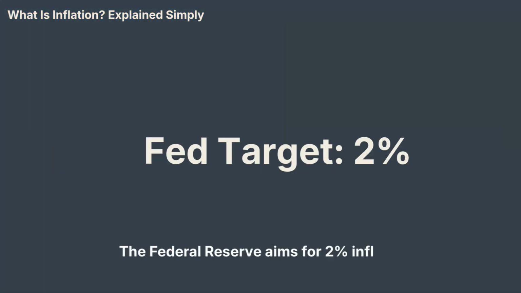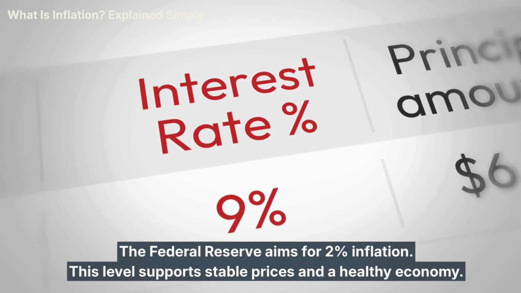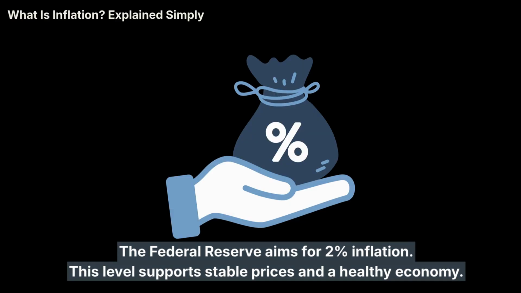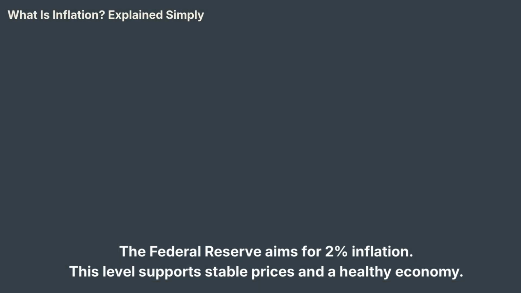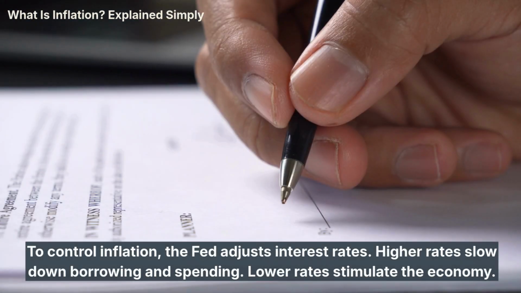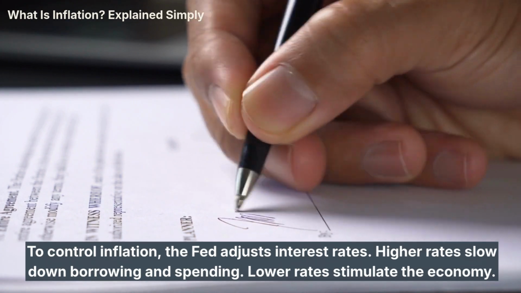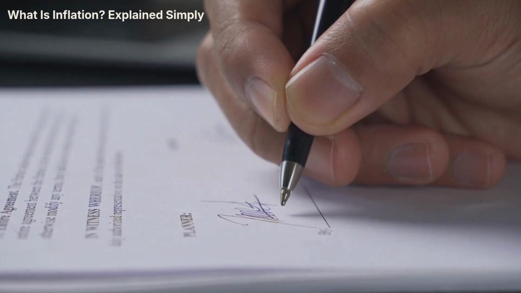The Federal Reserve aims for 2% inflation. This level supports stable prices and a healthy economy. To control inflation, the Fed adjusts interest rates. Higher rates slow down borrowing and spending. Lower rates stimulate the economy.